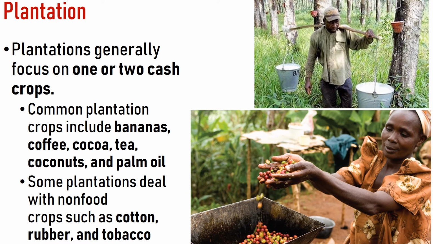Cash crops are things that we love to pay for and we love having, but we don't need. Common plantation crops, cash crops, include bananas, coffee, cacao, tea, coconuts, palm oil, the things I've listed here. But cash crops can also be things that we can't consume, things like cotton, rubber, and tobacco. But needless to say that these plantations are in the developing world growing things that we love to enjoy but do not need.